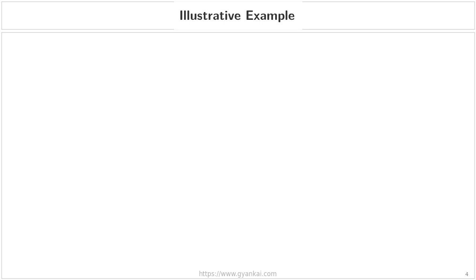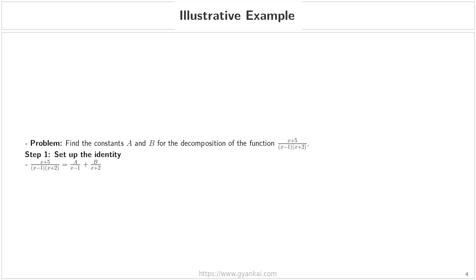Illustrative example. Here's our problem. We need to find the constants a and b for the decomposition of the function x plus 5, all divided by the product of x minus 1 and x plus 2. Step 1. Set up the identity. Remember, we've already established the form of the partial fraction decomposition. Now we write out the equation. So, we have x plus 5 divided by x minus 1 times x plus 2, and this is equal to a divided by x minus 1 plus b divided by x plus 2. This is simply restating what we know from the decomposition process.